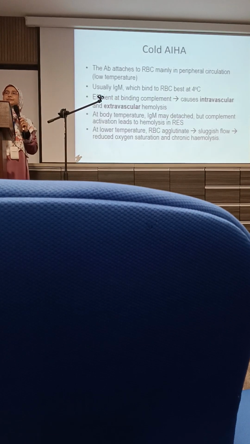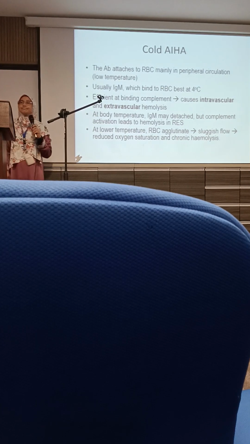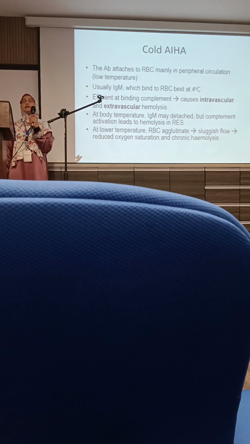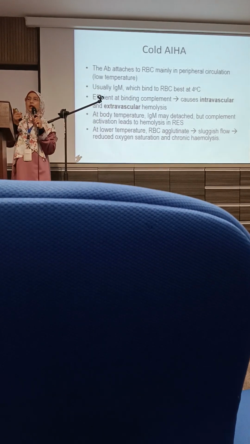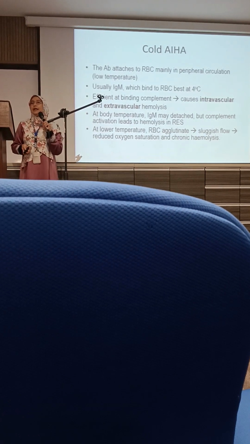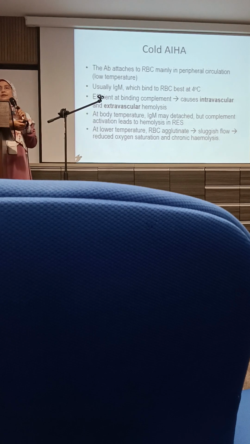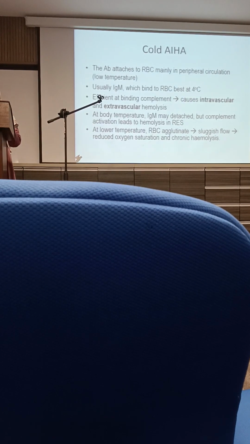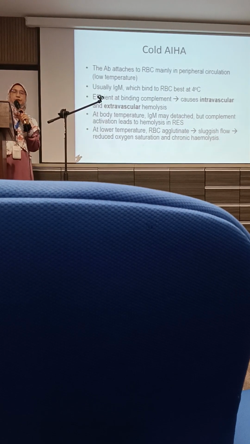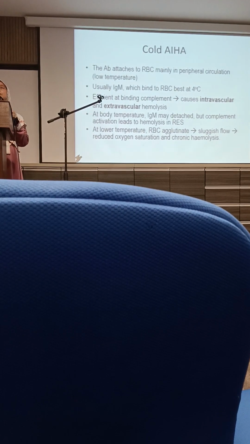Okay. Cold IHA: the antibody attaches to red cells mainly in the peripheral circulation at a lower temperature. Whereas warm was IgG, cold IHA is usually IgM. And they bind to red cells best at 4 degrees. It causes intravascular and extravascular hemolysis. At body temperature, IgM may detach, but complement activation will lead to extravascular hemolysis. And at lower temperature, the cells will agglutinate. So this will cause sluggish blood flow because of the agglutination and reduced oxygen saturation, as well as chronic hemolysis.